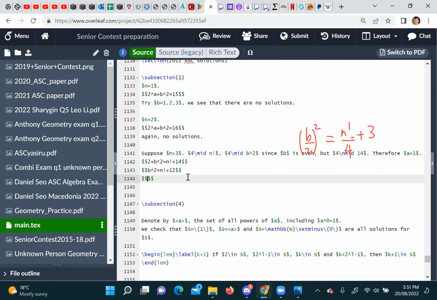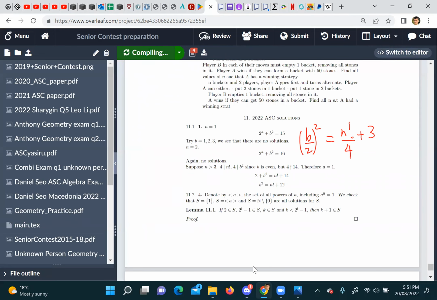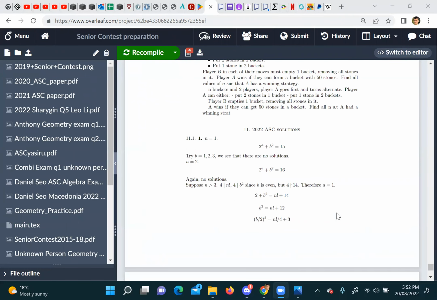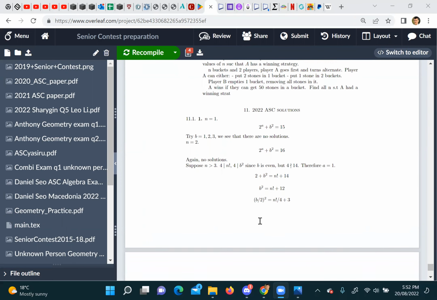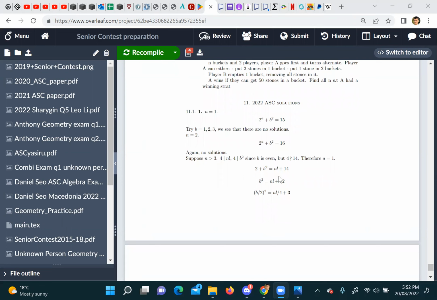So then b over 2 squared equals n factorial over 4 plus 3, right? That's what we have. So I can erase this now. You see that? So b over 2 squared. So b is even, so b over 2 is still an integer. Okay? N factorial is divisible by 4, so n factorial over 4 is still an integer, you know? You see anything wrong with this equation?